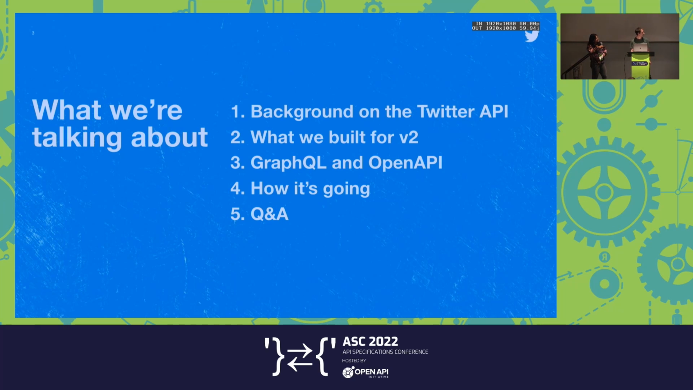So what we're going to be talking about today, we're going to cover a little bit of background on the Twitter API to set some context. We're going to get into what we've built for V2. Specifically, the core of the platform that we've built is constructed out of GraphQL and OpenAPI. So we're going to be covering how we're using them and why and how they work together. We're going to cover how that's been going for us and what we're going to be doing next. We're going to have some time for Q&A at the end.